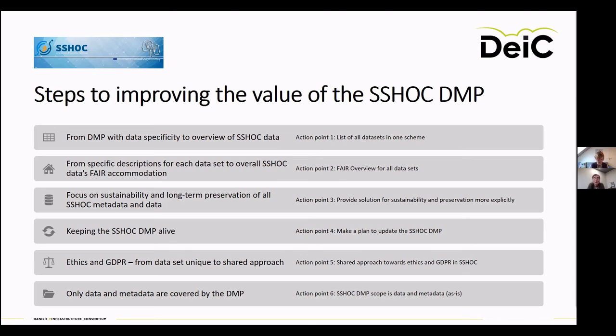On the ethics and GDPR, again, the idea was to go from this unique approach for each data set to a shared approach. And there, again, I will need to share with you that we ended up taking this out and doing the GDPR bits and ethics bits on their own. So they didn't become part of the plan. The data providers were just left with their own unique way of doing things. And we made a document, so we made them sign that they would do things properly.